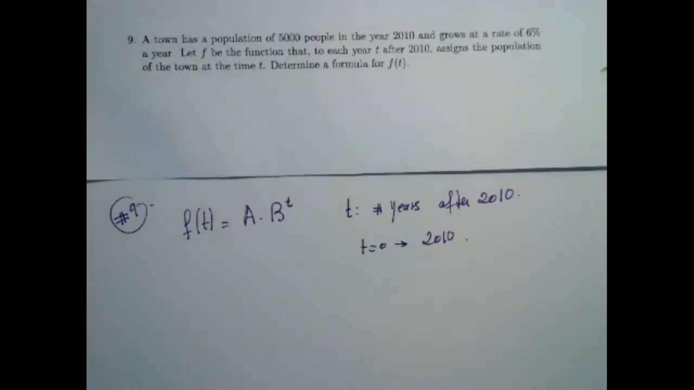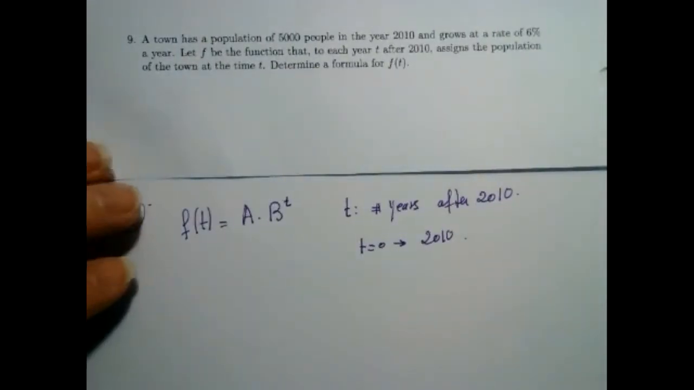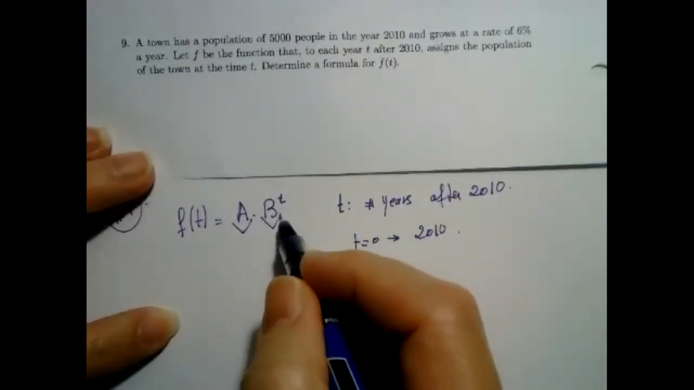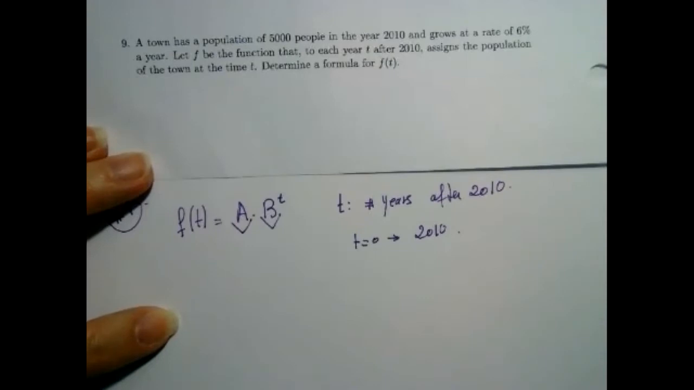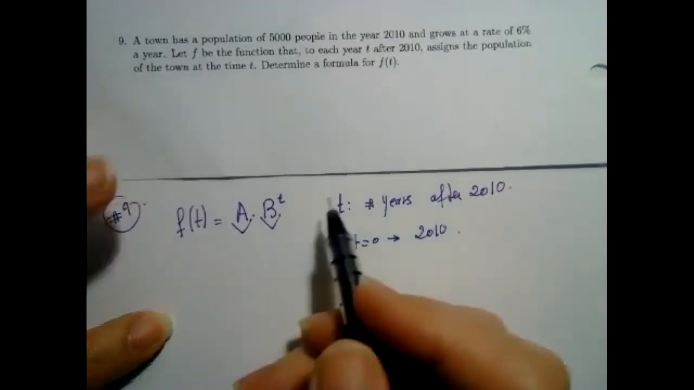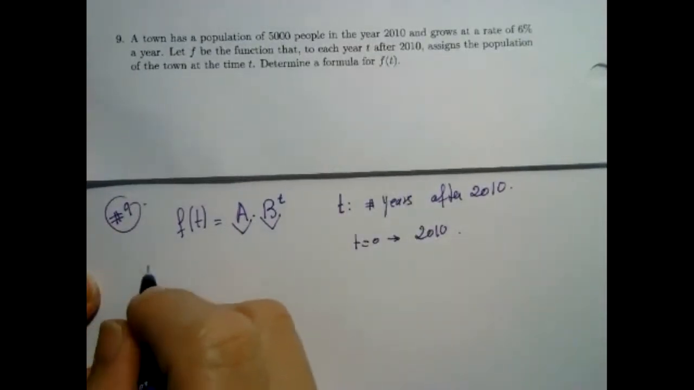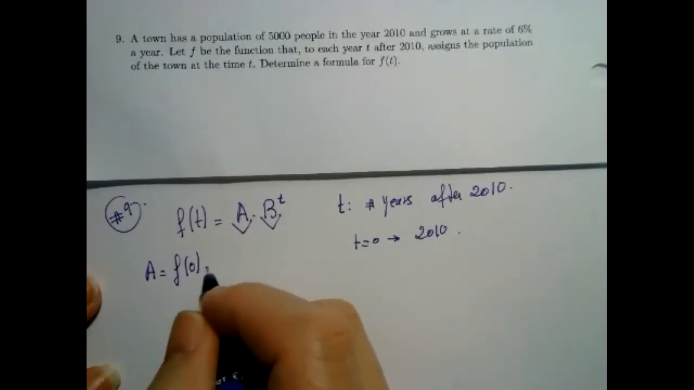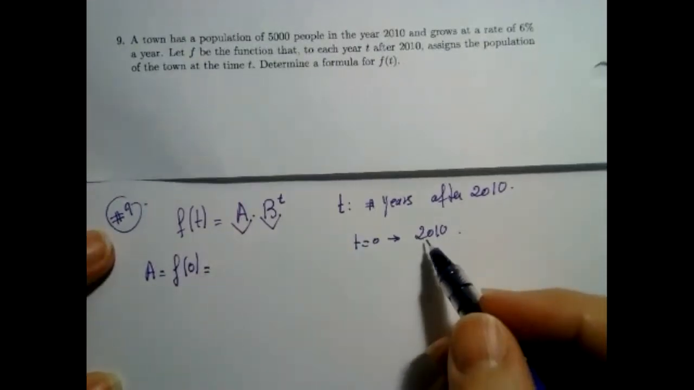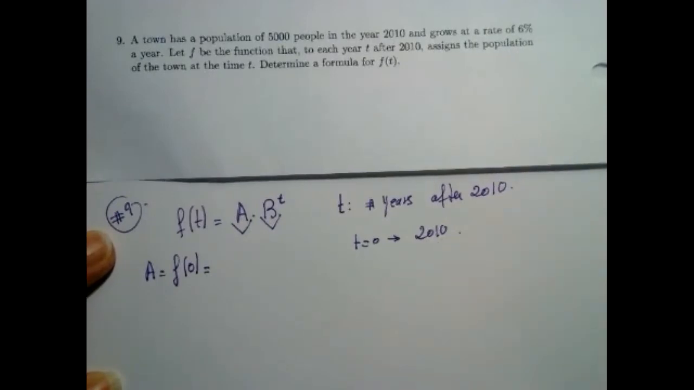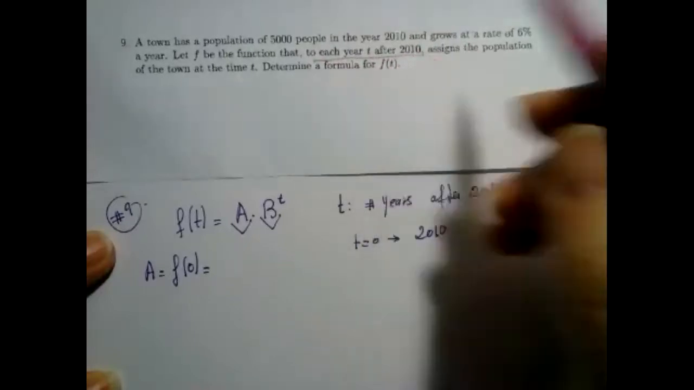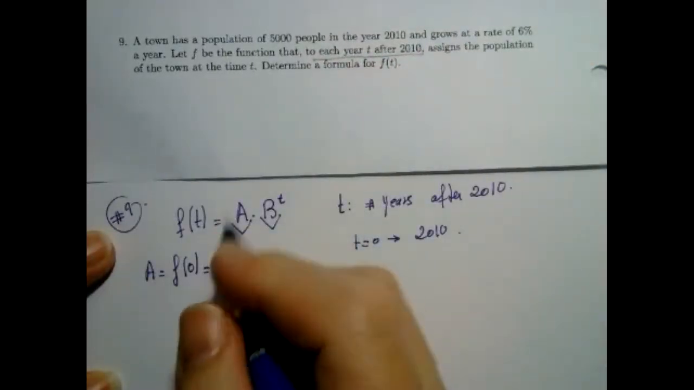All right, so now what do we have? What they gave us and what we need to find. We need a formula, which means we need the A and we need the B. This is one of the problems that we've done before. Here A is the initial value, meaning the value at 0. 0 means the year 2010, because that's what t represents, what's happening after 2010. So this is the 5,000.